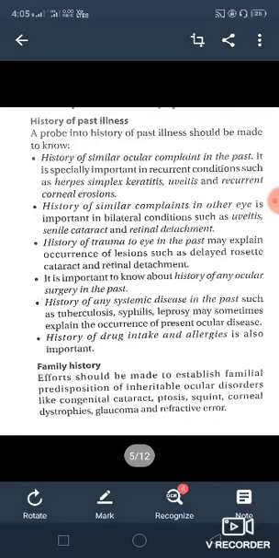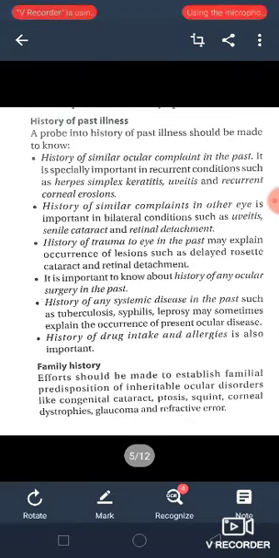Then we should note down the history of the past illness. A probe into history of past illness should be made to know the history of similar ocular complaint in the past. It is especially important in recurrent conditions such as herpes simplex keratitis, uveitis, and recurrent corneal erosions. History of similar complaints in the other eye is important in bilateral conditions such as uveitis, senile cataract, and retinal detachment.